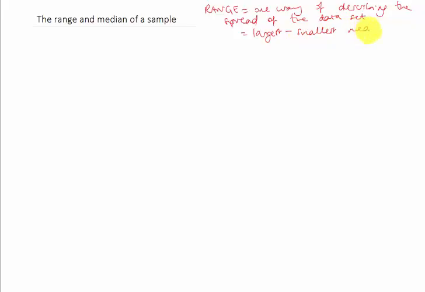Now let's move on to a couple of other ways of describing a data set. So we're talking about the range and the median of a sample. So the range is one way of describing the spread of the data sets. Probably the simplest way of describing the spread of the data set. So whether all the values are very similar or whether they're quite spread out. And so that's the largest minus the smallest measurement.